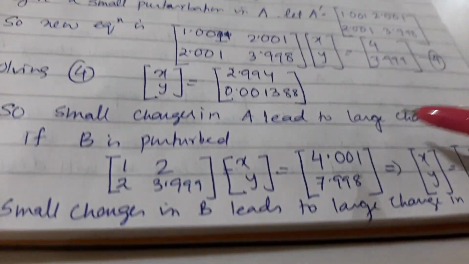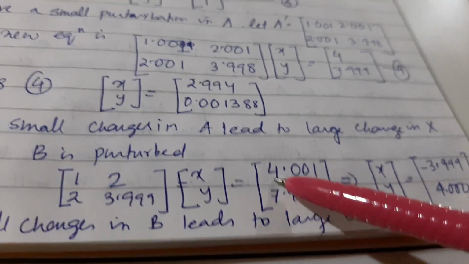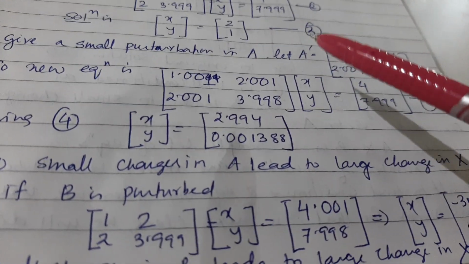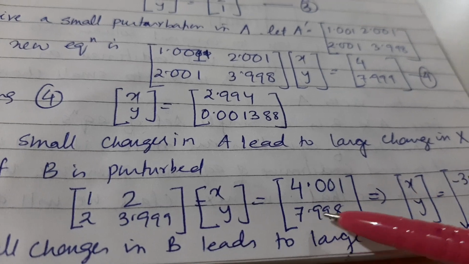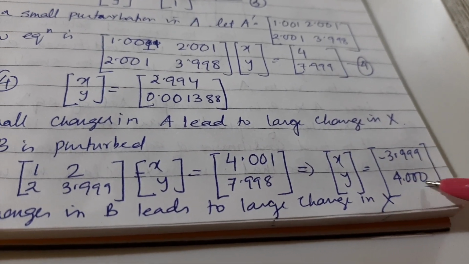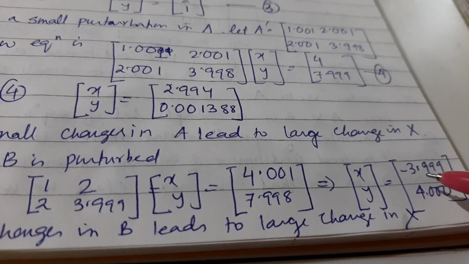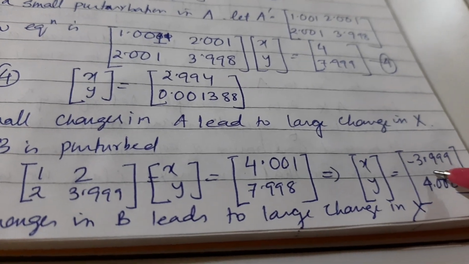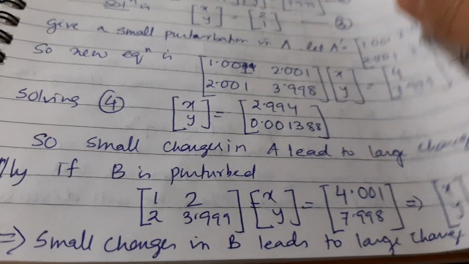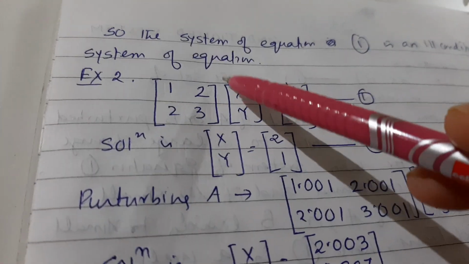Similarly, if we change the b vector keeping A intact, originally it was 4 and 7.999, now we have given 4.001 and 7.998. The solution becomes x = -3.999, y = 4.0. If you compare with the original solution, this change is very large. So we can say that this simultaneous system of equations is an ill-conditioned system of equations.